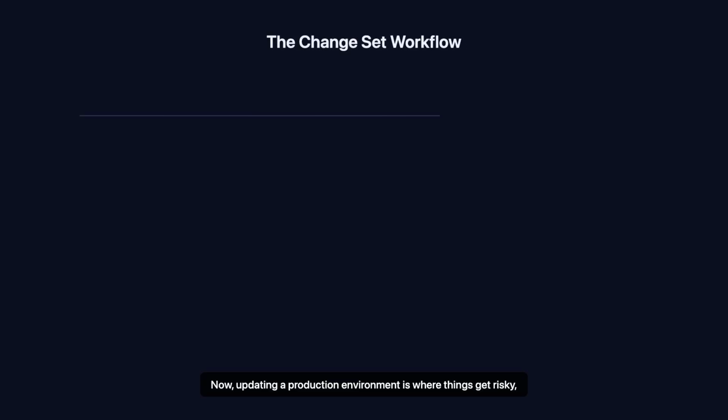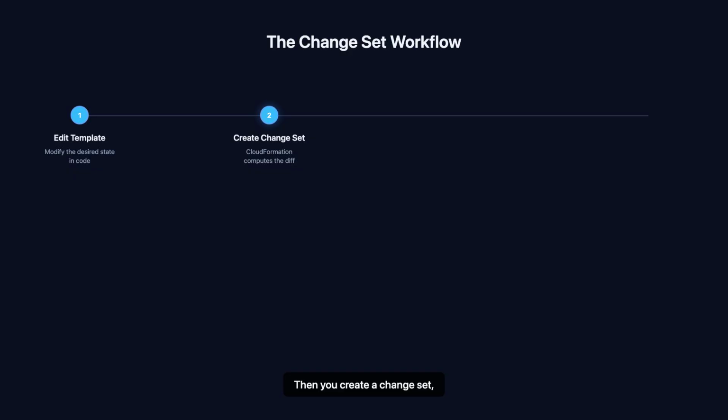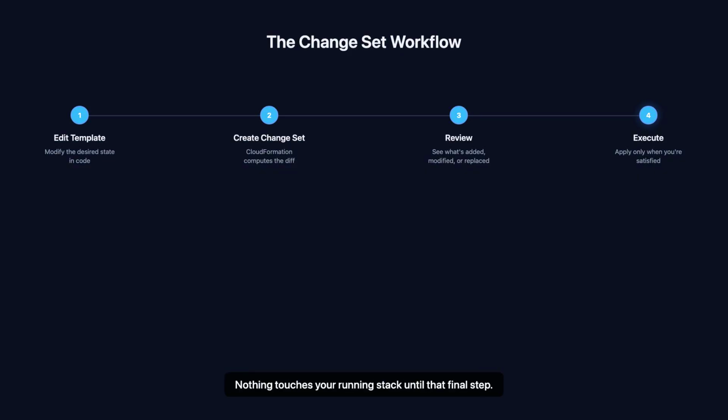Now, updating a production environment is where things get risky, so CloudFormation gives you a safety step. It works in 4 stages. First, you edit the template to describe the new desired state. Then you create a change set, and CloudFormation computes the exact diff between what's running and what you ask for. Next, you review that diff. Every resource that will be added, modified, or replaced is laid out in front of you. And only when you're satisfied do you execute. Nothing touches your running stack until that final step.